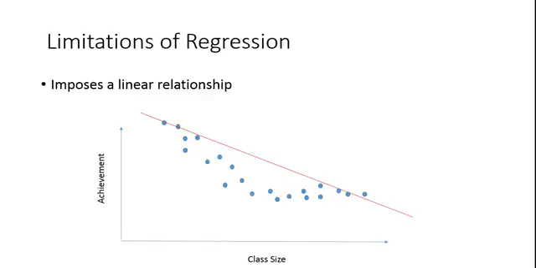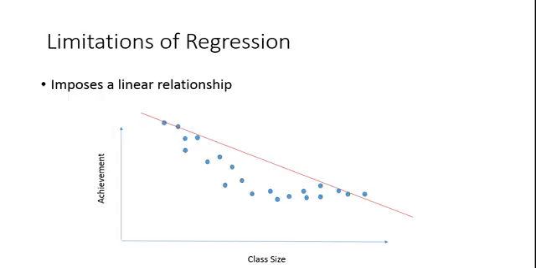A second limitation of regression is that it imposes a linear relationship. The truth is, though, that the world is often not linear in nature. We might imagine that as class size goes up, achievement goes down, but at some point it begins to level off. Right? Perhaps once you have 900 students in your lecture hall, it doesn't really matter whether you go from 900 to 920 to 950. It's all just a very big class.